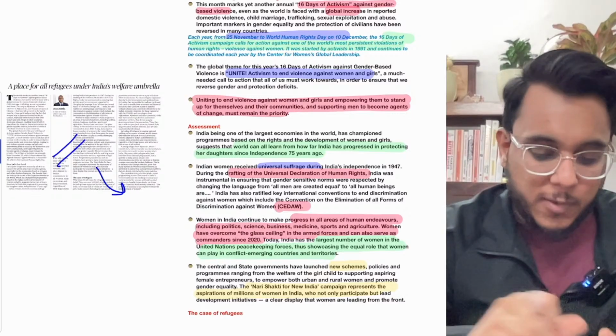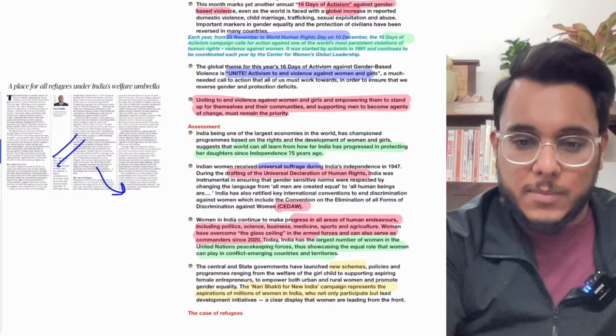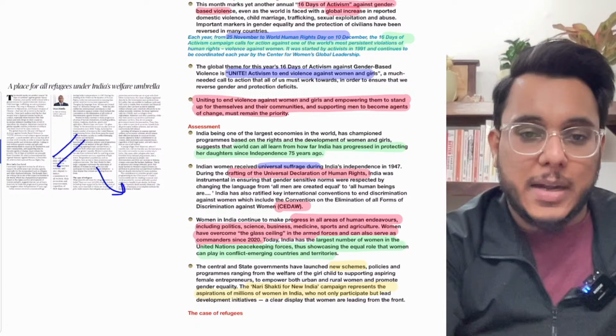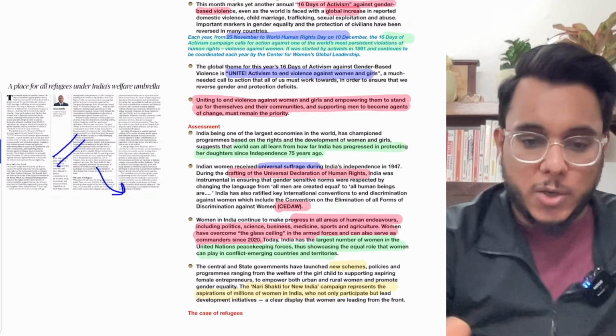Appraise for refugees for India's welfare umbrella. Okay, now guys, this particular article is talking about an important issue. Just a minute.